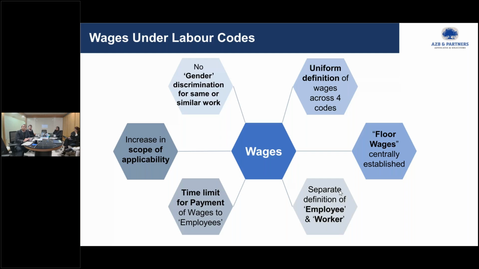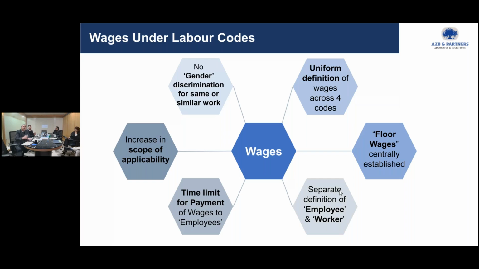Let's say the time limit for payment of wages to employees needs to be done in 7 days, right? You cannot have a wage date of, let's say, I will give you on 15th of every month. No, you will have to give on 7th. It can't be later than that, right? By the way, if I'm resigning or I'm being terminated from the establishment, I need to be paid my dues, full and final settlement, within 2 days, right? Very, very important change, within 2 days. Sounds impractical, but that is what the code is prescribing, right?